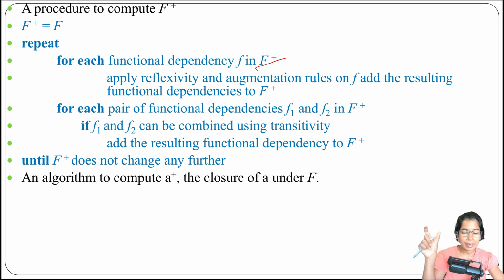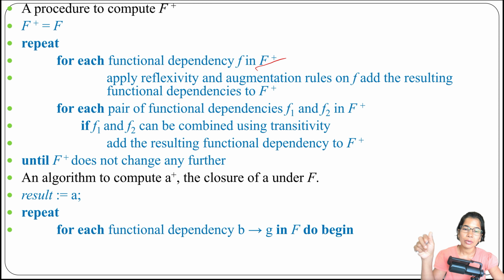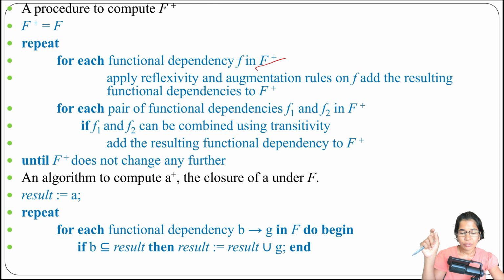Next, how to find attribute closure. Initially the result will be A, our left side attribute. Then for each functional dependency we can take the union of the right side. So for each functional dependency B implies G in F, do begin: if B is a subset of result, then result equals result union G. So each time we get a new functional dependency, we just add the right side, we take the union of the right side, and that will be our attribute closure.